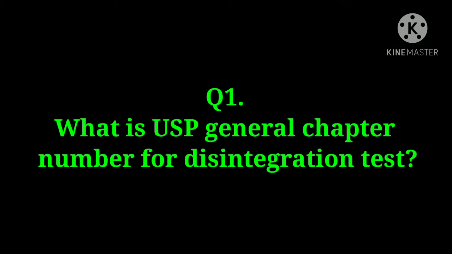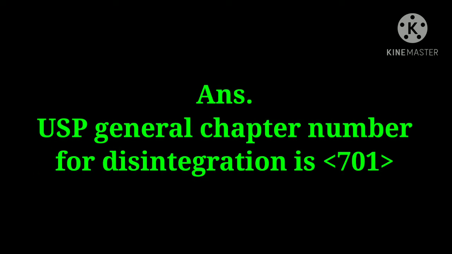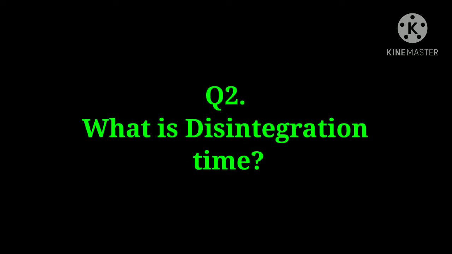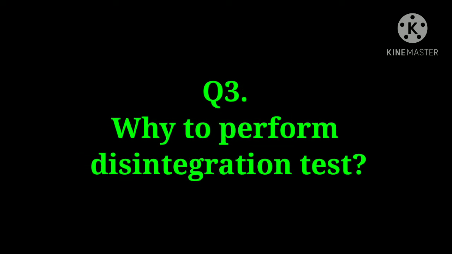What is the USP general chapter number for the disintegration test? The answer is the USP general chapter number is 701. What is disintegration time? It is a common question for all interviews. It is the time required for a tablet or capsule to break into fragments under a given set of conditions. A given set of conditions means medium, temperature and pH.